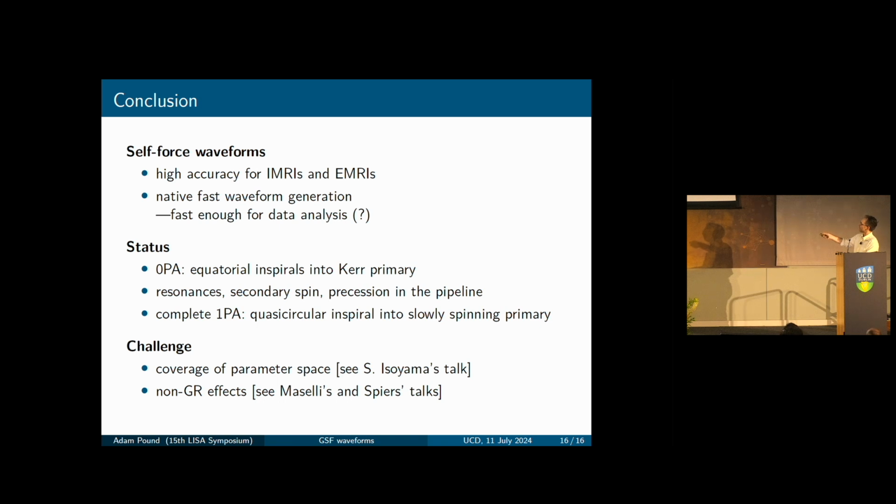Suichiro yesterday gave a talk about covering the parameter space more efficiently, possibly, at least for present-day data analysis studies. What I didn't mention, just for lack of time, was going beyond the vacuum GR case. There's a lot of work going on to include environmental effects and deviations from GR. So I'll refer you to Andrea's talk later today and to Andrew Spire's talk yesterday. Okay, thank you.